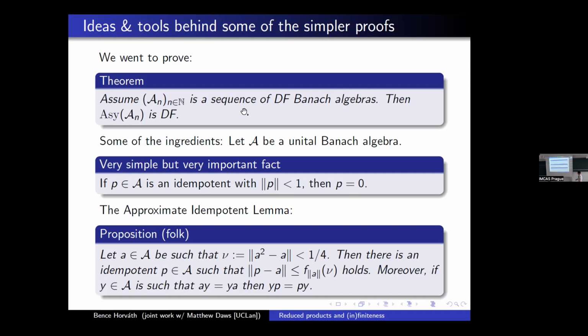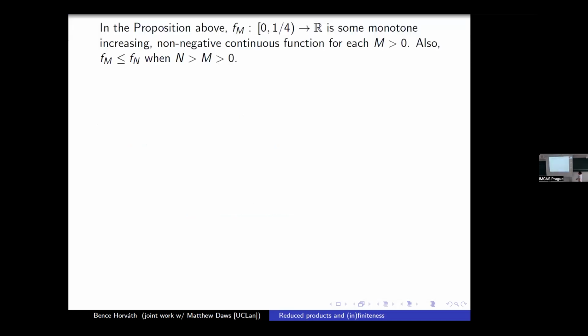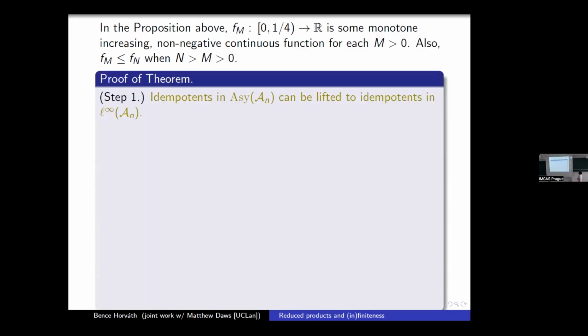So what is this control here? The point is that this control only depends on this norm and the norm of A itself. This function f has some pleasant properties. It is a monotone increasing, non-negative, continuous function from this interval to the reals. You can make sense of this for each parameter m, and it has the property that f_m is dominated by f_n whenever n is greater than m. So now we are basically set up to give the proof.